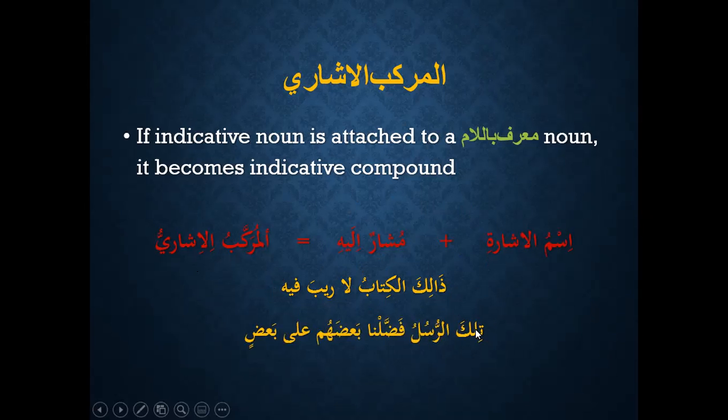تلك الرسل. Again, اسم إشارة and مشار إليه together with al. That's why they both came after اسم إشارة and مشار إليه. And this is the مبتدأ. فضلنا بعضهم على بعض. Again, this is a complete sentence and it is the خبر for this مبتدأ. So this is مبتدأ, this is خبر.